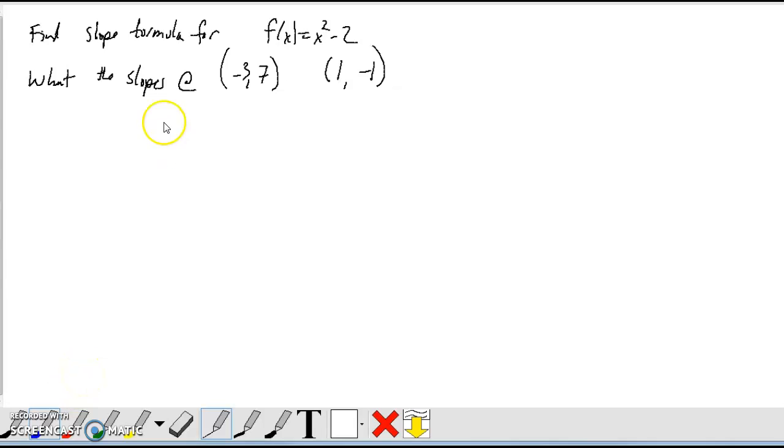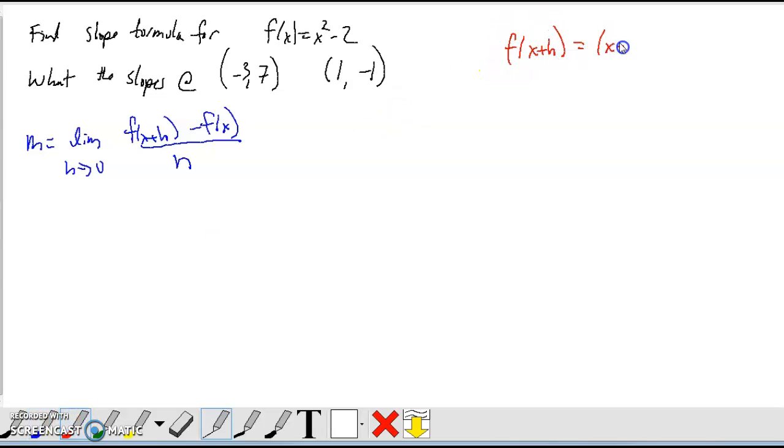If we're coming back from the paused video, what we should have said is that the slope is the limit as h approaches 0 of f of x plus h minus f of x, all over h. So basically what I want to do is figure out what is f of x plus h in here. So x plus h times x plus h one more time. So x squared plus 2xh plus h squared minus 2. I forgot the plus h squared. Don't forget that.